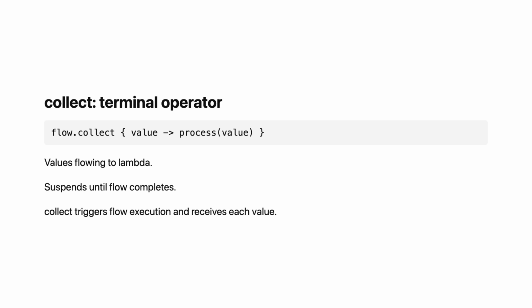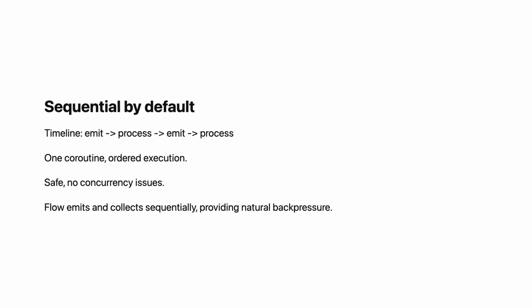Cold behavior. The collector receives values in order. First emission arrives first. Sequential. By default, flow execution is sequential. One coroutine emits and collects. The emitter emits a value, the collector processes it, then the next emission happens. Emit suspends until the collector finishes processing. This is backpressure. The producer waits for the consumer.